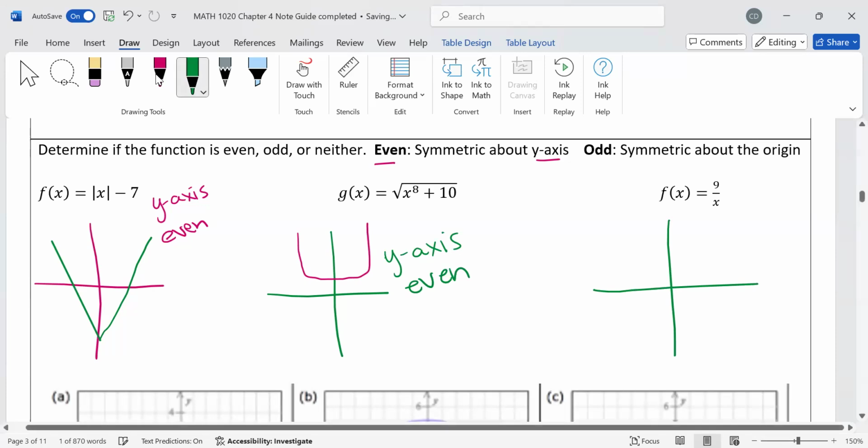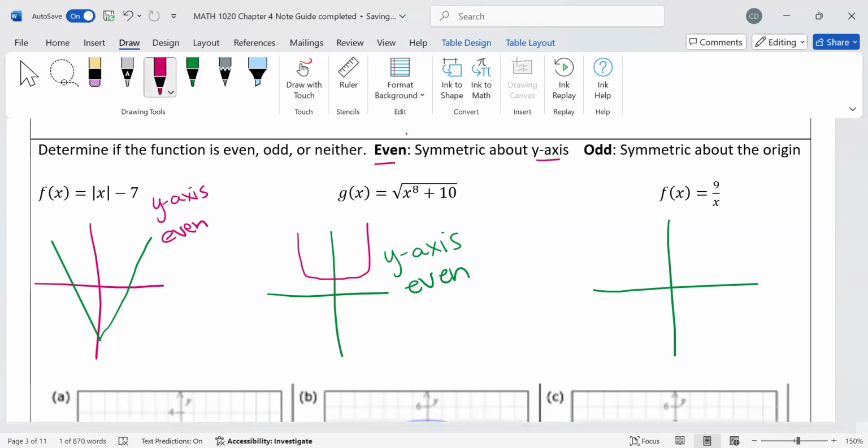And this one's like 13 over x, 9 over x. They all have the same shape. You really wouldn't be able to tell them apart. So this one is a double fold. It is symmetry about the origin. So it is odd.